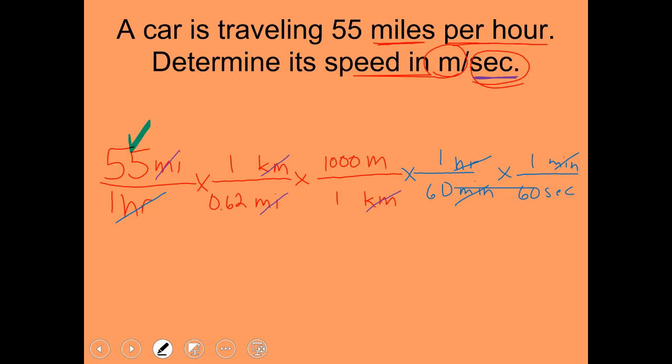I'm going to start with 55. I'm going to divide by 0.62. I'm going to multiply by 1,000. I'm going to divide by 60. I'm going to divide by 60 again. And then I'm going to hit my answer, my equal sign.